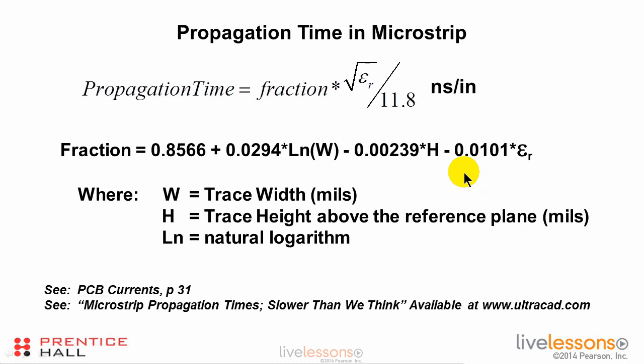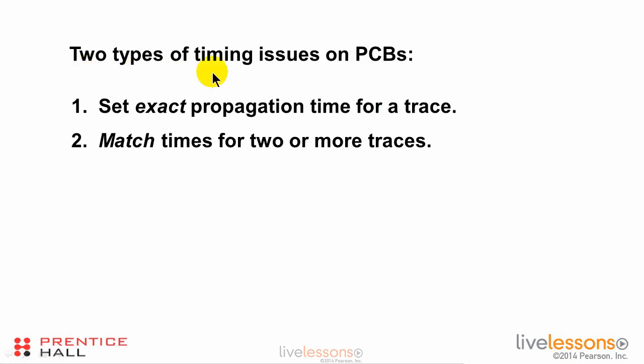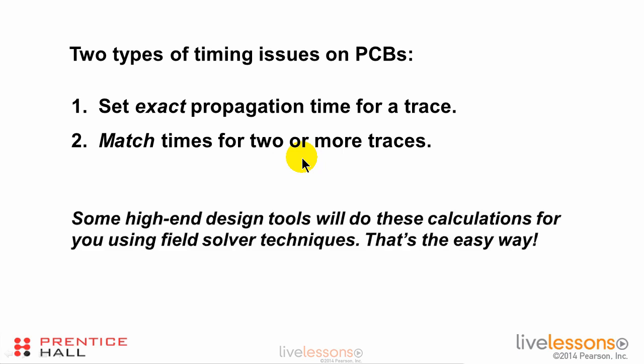As I say, I've gone through the derivation in this article. But the bottom line is, if you really care about accurate propagation speeds and times, put your traces in a strip line environment. There are two types of timing issues on printed circuit boards. One is how to set the exact propagation time for a trace. The second is a little bit easier, and that's simply how to match propagation times for two or more traces. We have two or more traces, we want the propagation times to be the same, but we don't necessarily care exactly what that propagation time is.